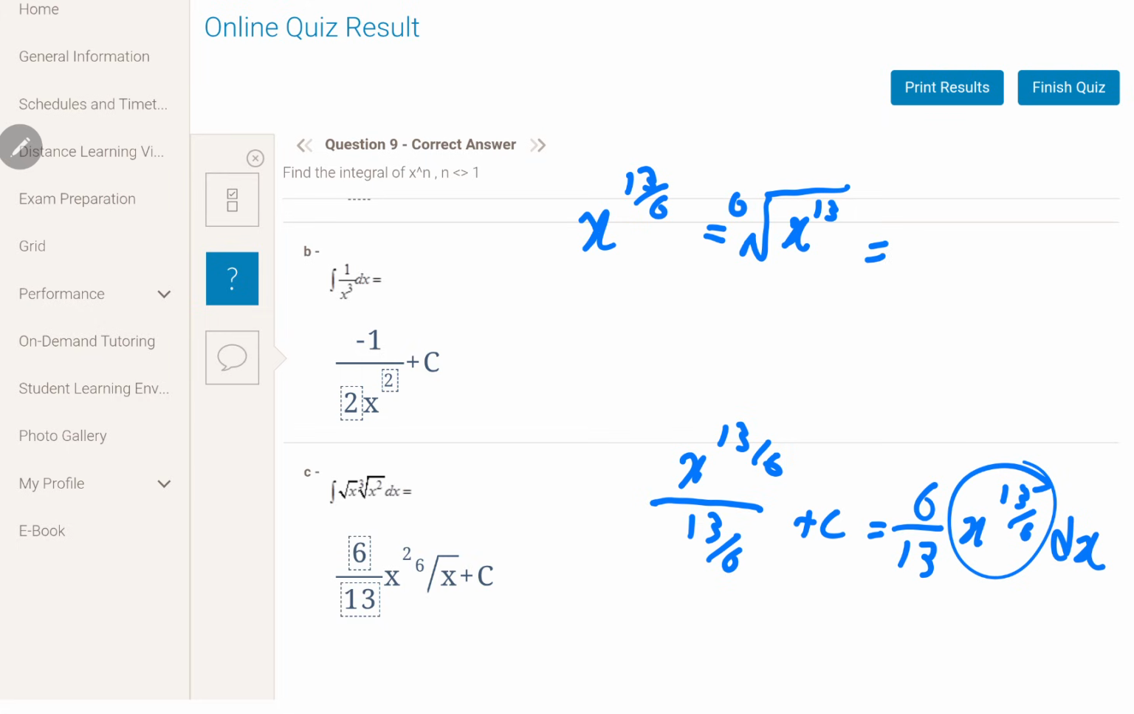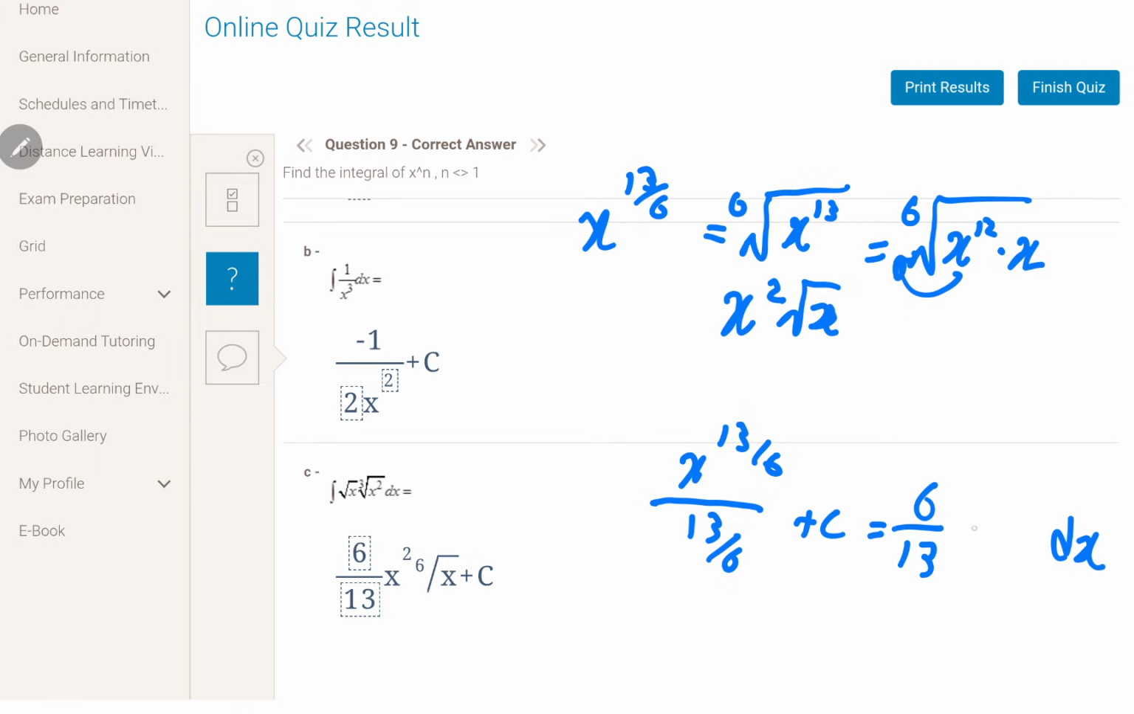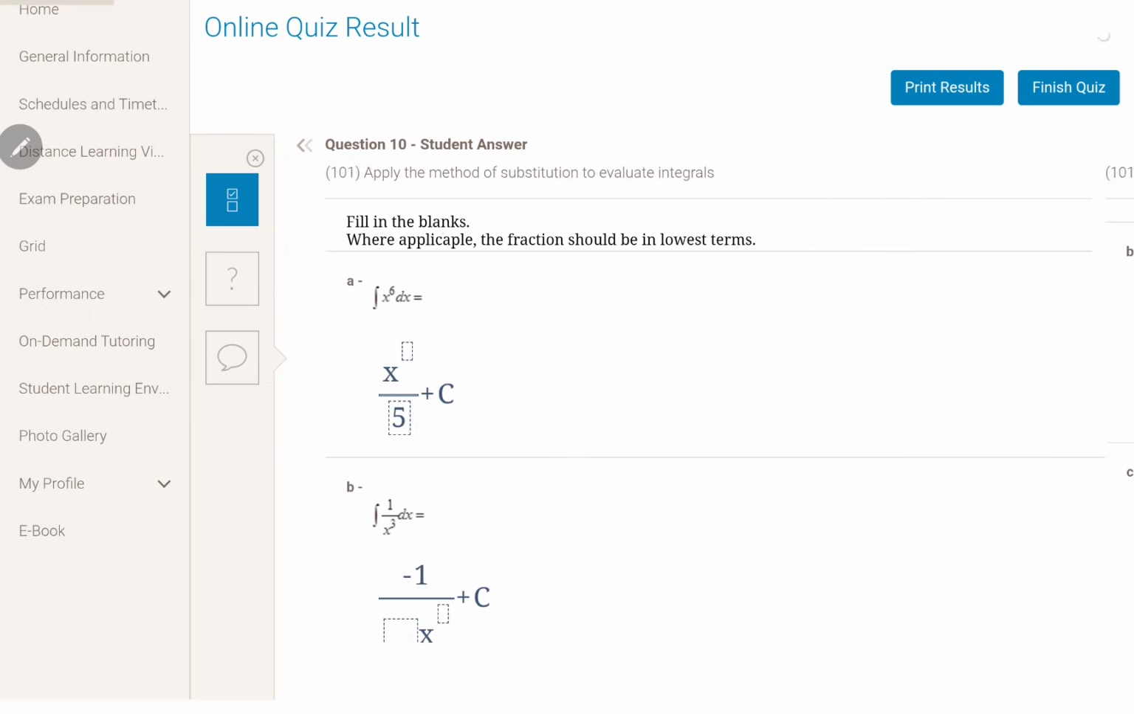Now you can rewrite this as the 6th root of x to the power of 12 times x, right? You can take x to the power of 12 out, and it'll be x squared. So instead of writing this, you can now write x squared times the 6th root of x plus c. Sorry, not radical x, the 6th root of x. Okay, this is your answer. Done. Moving on to the last question of this quiz.